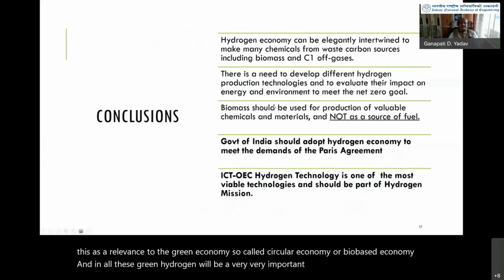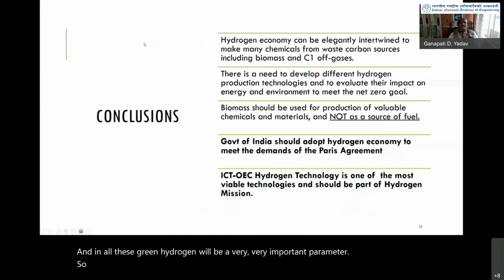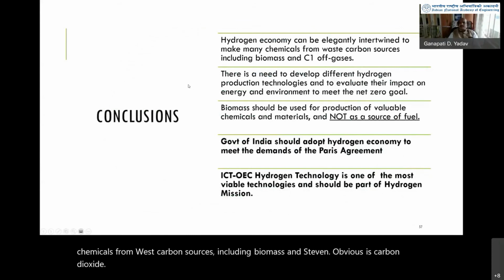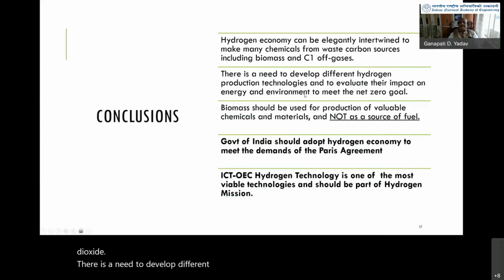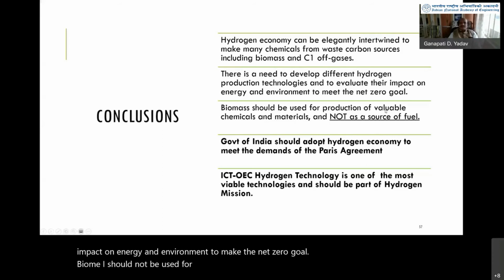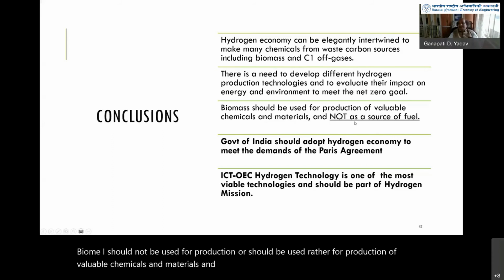So, conclusion: hydrogen economy can be elegantly intertwined to make many chemicals from waste carbon sources, including biomass and C1 off gases like carbon dioxide. There is a need to develop different hydrogen production technologies and to evaluate their impact on energy and environment to meet the net zero goal. Biomass should be used for production of valuable chemicals and materials and not as a source of fuel. That is what our calculations show.